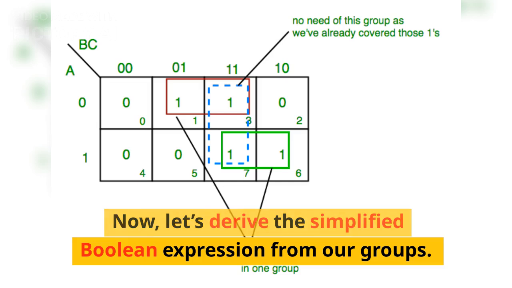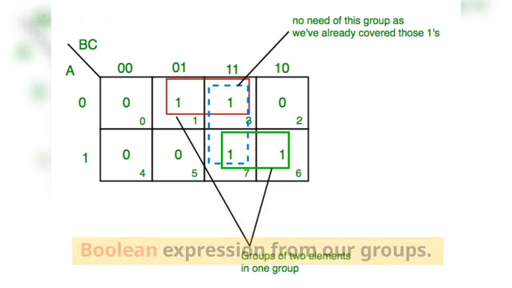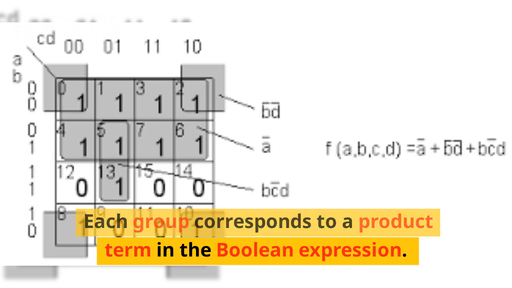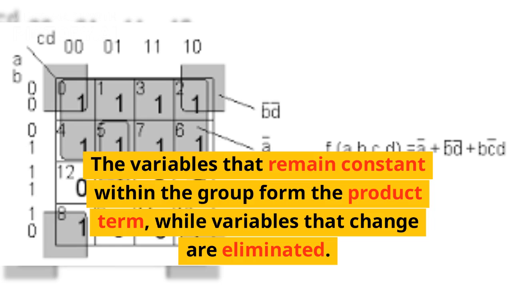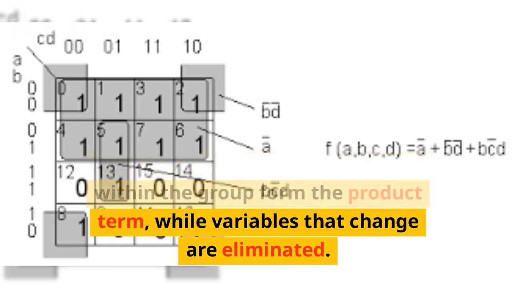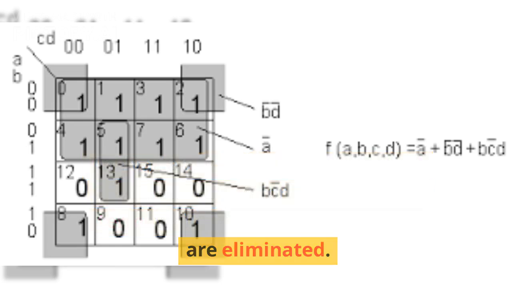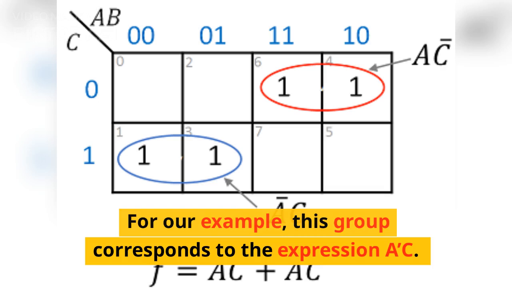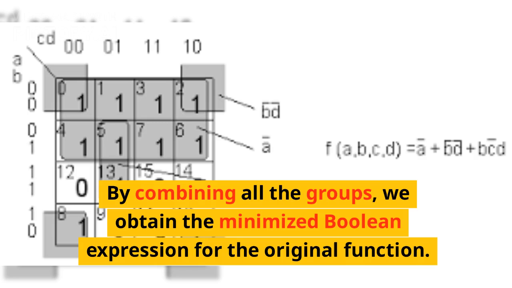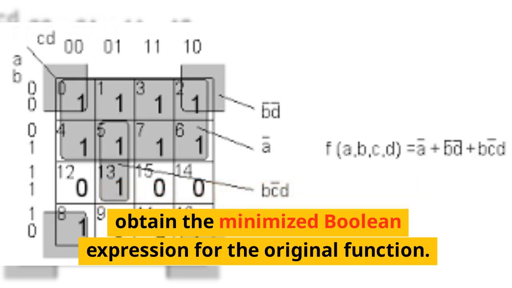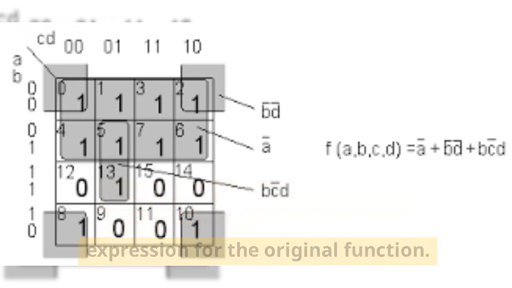Now, let's derive the simplified Boolean expression from our groups. Each group corresponds to a product term in the Boolean expression. The variables that remain constant within the group form the product term, while variables that change are eliminated. For our example, this group corresponds to the expression h. By combining all the groups, we obtain the minimized Boolean expression for the original function.